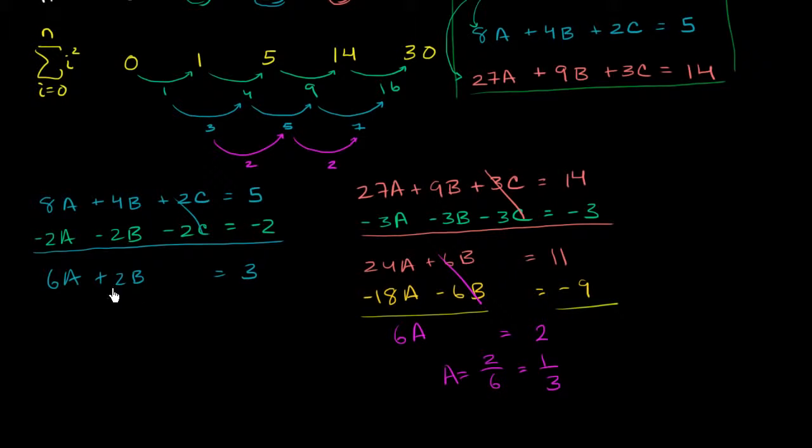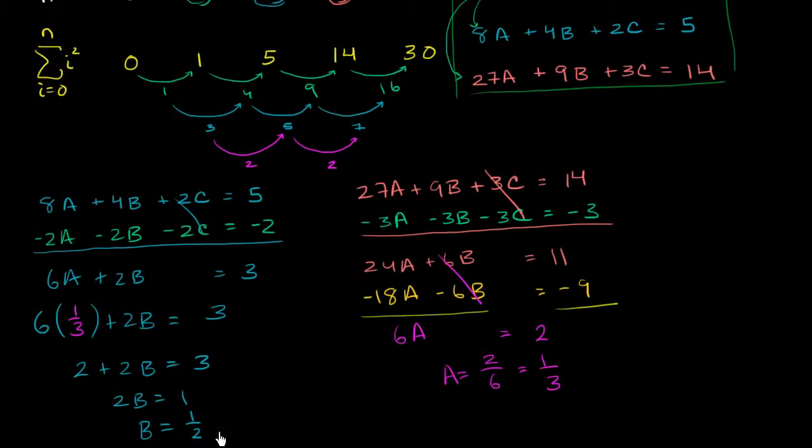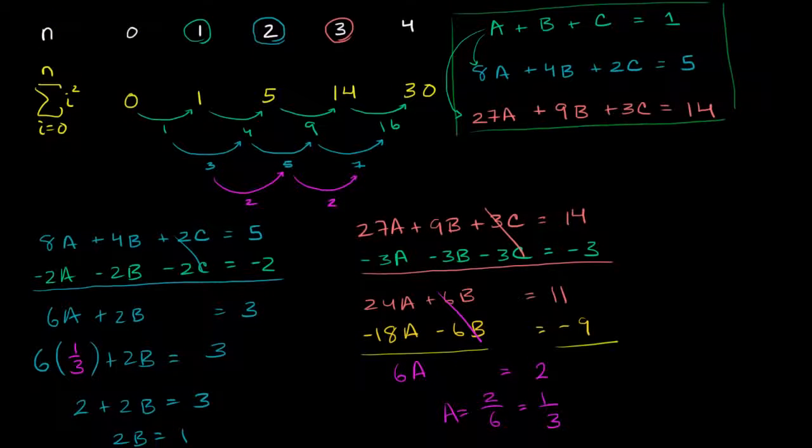And so now we can substitute back to solve for B. So let's see. We have 6 times 1/3, our A is 1/3, plus 2B is equal to 3. 6 times 1/3 is 2. 2 plus 2B is equal to 3. Subtract 2 from both sides. 2B is equal to 1. Divide both sides by 2. B is equal to 1/2. So A is 1/3, B is 1/2. Now we just have to solve for C.